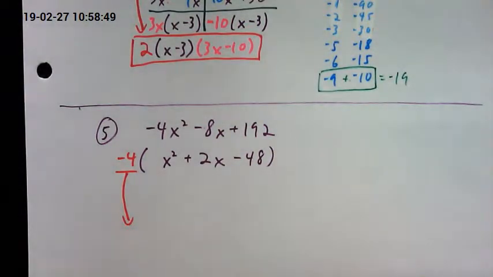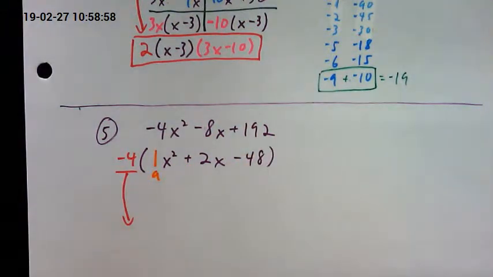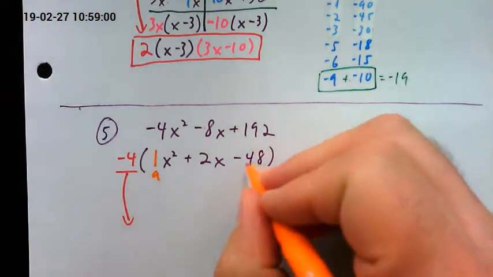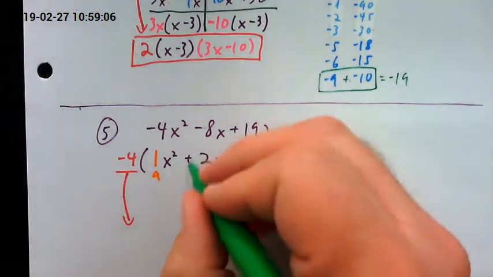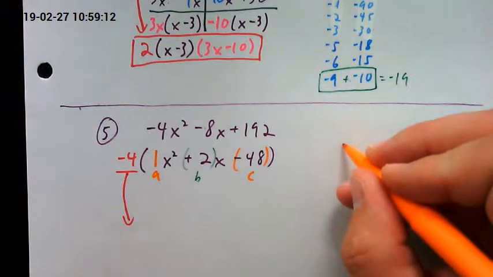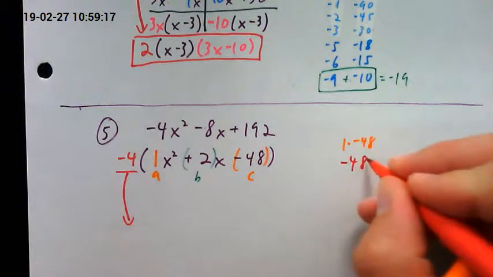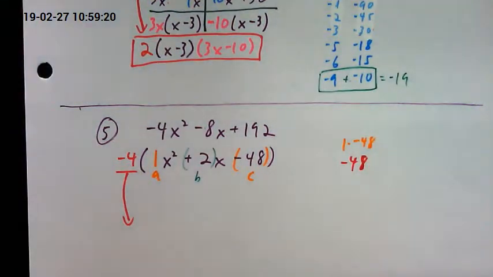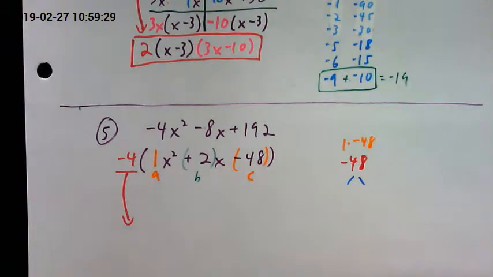All right. So again, we have our trinomial. Our a value here is 1. So if you want to use a shortcut, you could. All right. Our c value is negative 48. And our b value is the positive 2. So 1 times negative 48 is negative 48. And now we need factors of 48 that add to the middle term.